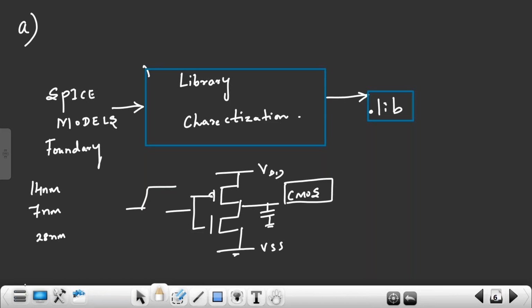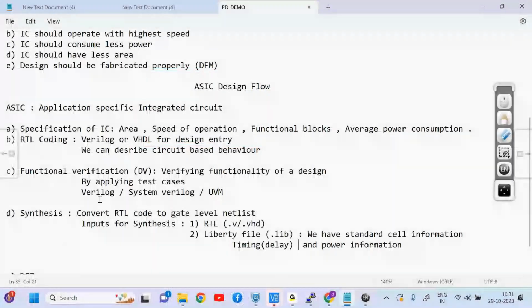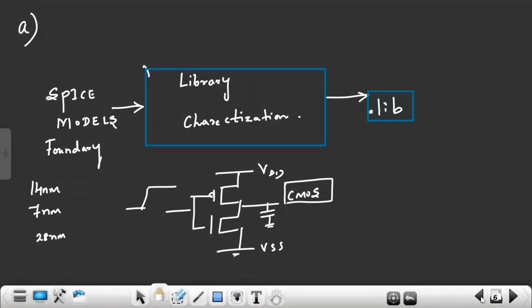So for synthesis, what is important? The second thing is the Liberty file. In the Liberty file we have information about standard cells. These standard cells are mapped to technology. Mapped to technology means these standard cells will vary if the technology changes, because if technology changes, SPICE models will change. If the SPICE model changes, the dot lib will change. So I can say that this dot lib is dependent on technology.